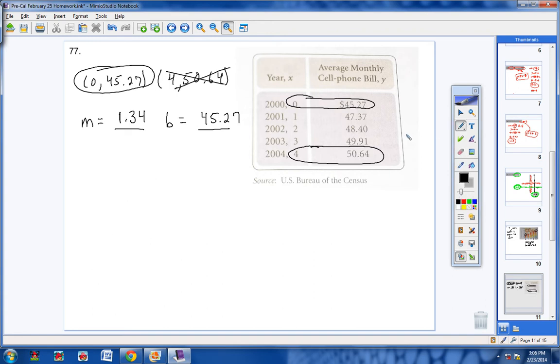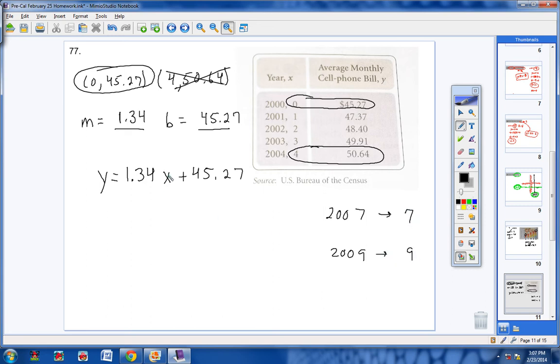So let's go ahead and write our linear model, and then we're almost finished. My linear model would be 1.34x plus 45.27. Now they want us to predict the cost of cell phones in 2007 and 2009. So here's 2007, here's 2009. Now, notice in 2000 we used a 0 for x, in 2001 a 1, in 2002 a 2. So in 2007 we're going to use a 7 for x, and in 2009 we're going to use 9.